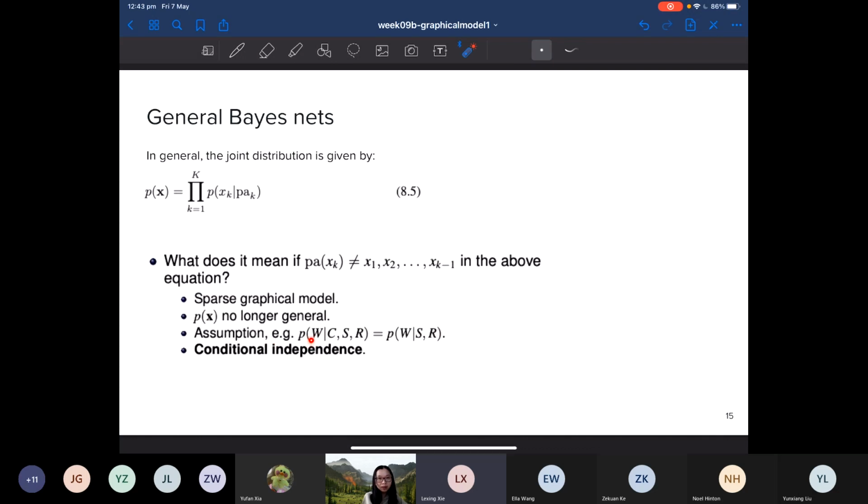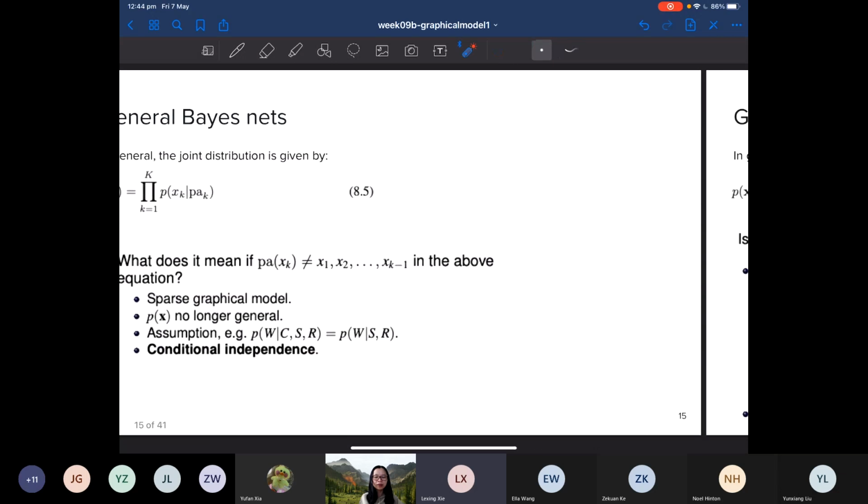In the grass and sprinkler and cloud example, it implies that whether the grass is wet is independent of whether it's cloudy if we already know the state of both sprinkler and rain. We'll spend a fair amount of time on these kinds of statements today.